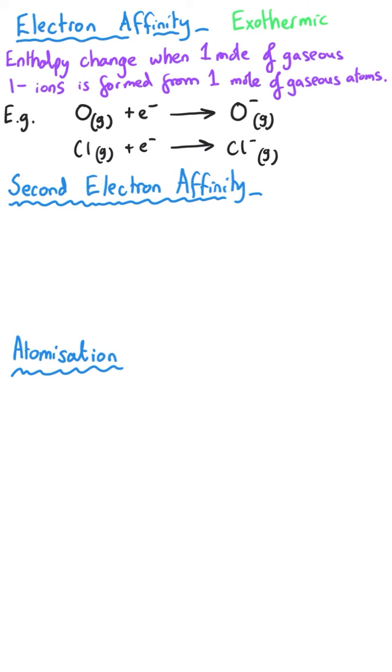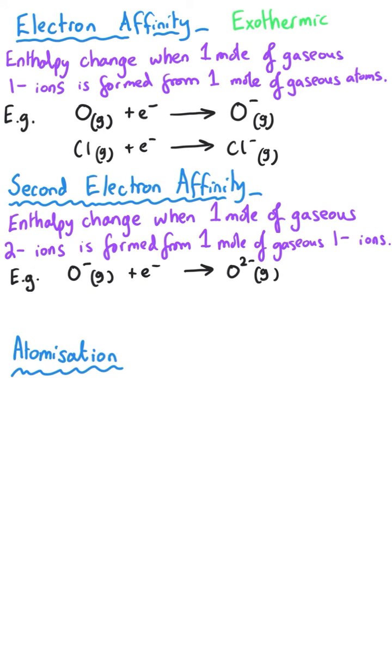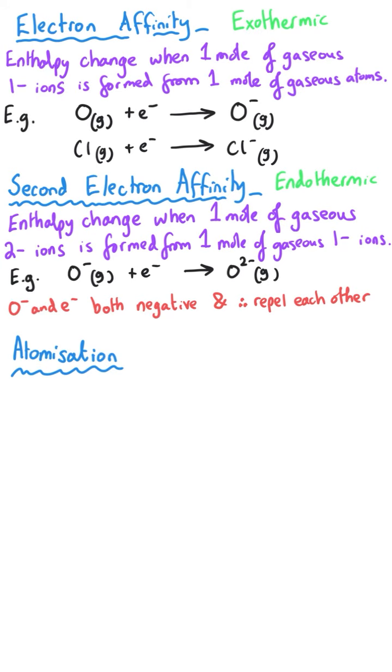The exception to this is the second electron affinity. This is the enthalpy change when 1 mole of gaseous 2- ions are made from 1 mole of gaseous 1- ions. You can see again I'm using oxygen as my example. This time the O- ion is gaining an electron to become the O2- ion. This will actually be an endothermic process even though we are making a new attraction. And the reason for this is we are having to overcome the repulsion between the negative electron and the negative O- ion that is gaining it. And overall, energy has to go in to make this reaction happen.